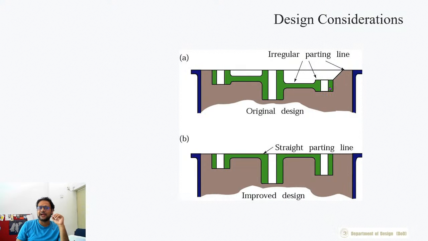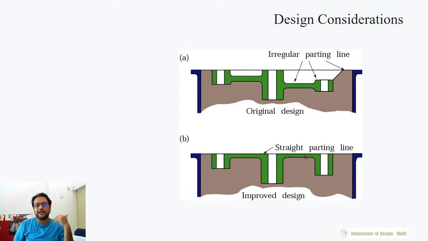So this can be cast, but to cast this directly, you would need a parting line which is slightly irregular in shape. That means, imagine the cope and the drag. In the cope, you would have some things projecting out. It's difficult to make something like that, and if the volume of production is fairly large, then it is very difficult to control.